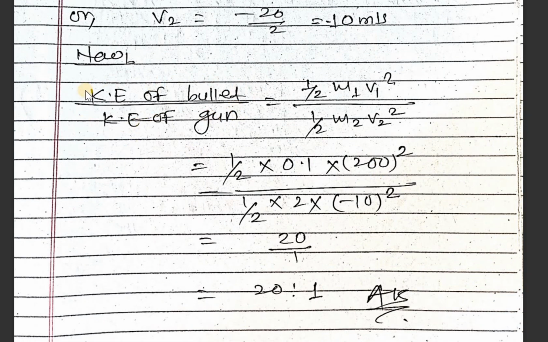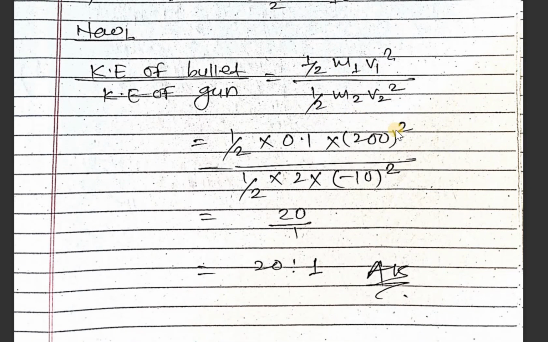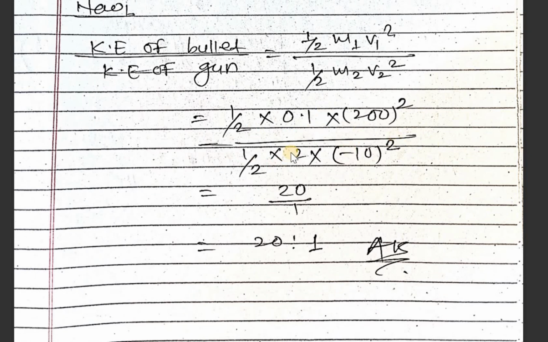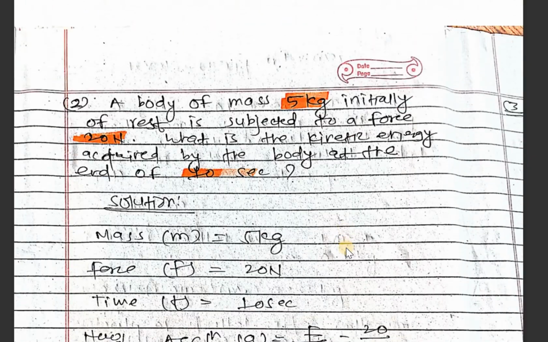After simplifying this, we can get v2 equal to minus 20 by 2, that is minus 10 meter per second. Now we have to find the ratio of kinetic energy of bullet upon kinetic energy of gun. So kinetic energy of bullet is half m1 v1 square, and of gun is 1 by 2 m2 v2 square. After simplifying this, we can get our final value 20 upon 1. So 20 is to 1. This is the ratio of bullet to gun.